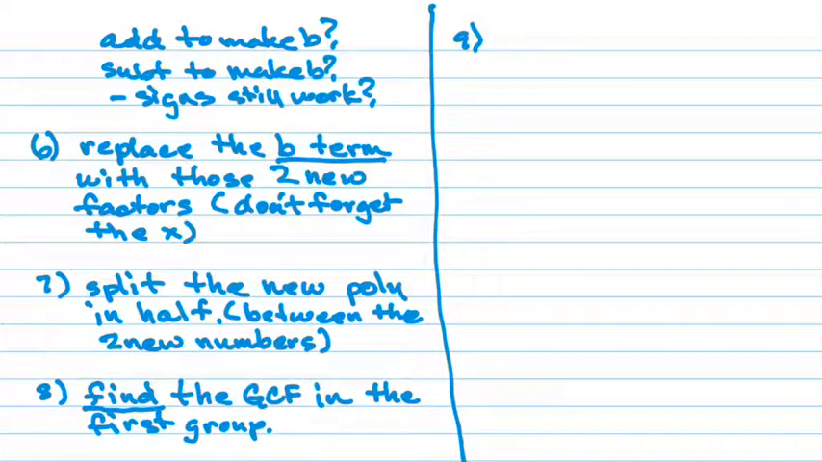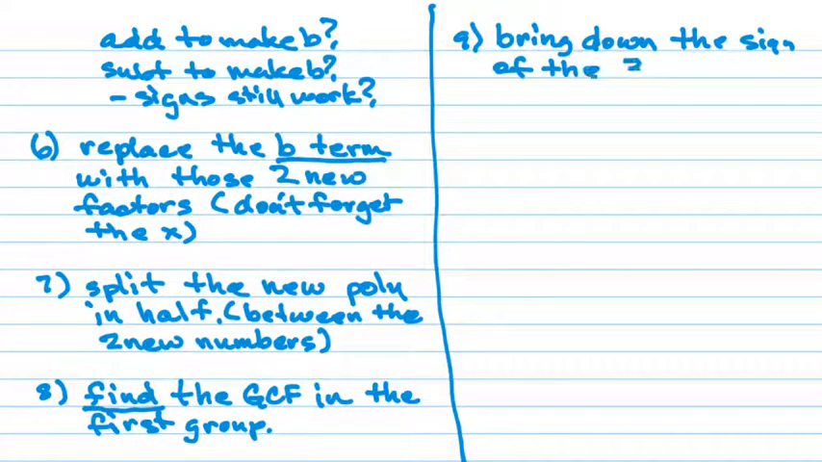Step 9. I know it's a lot of steps, guys, but it's harder to write down and explain than it is to do. Bring down the sign of the third term. That's the term right after the break. It just comes straight down. Don't change it. Don't pay attention to what the book says. The book says try it as a negative, try it as a positive, and see which one works. It's always the sign of the third term. If the third term is negative, then you need a negative. If the third term is positive, then you need a positive. You do not need to worry about that.